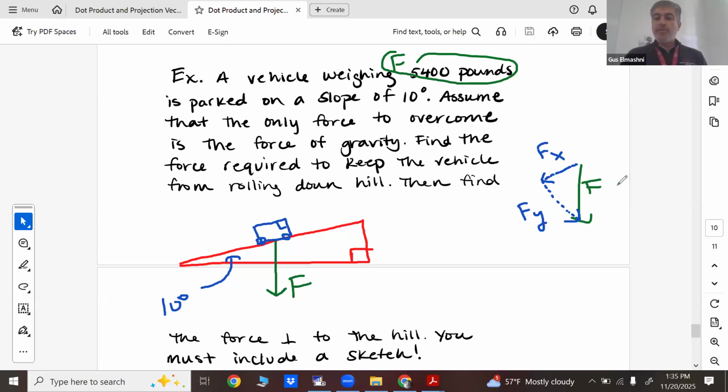So you find the horizontal and the vertical components of the force. Assume that the only force to overcome is the force due to gravity. Find the force required to keep the vehicle from rolling down the hill. Then find the perpendicular force.